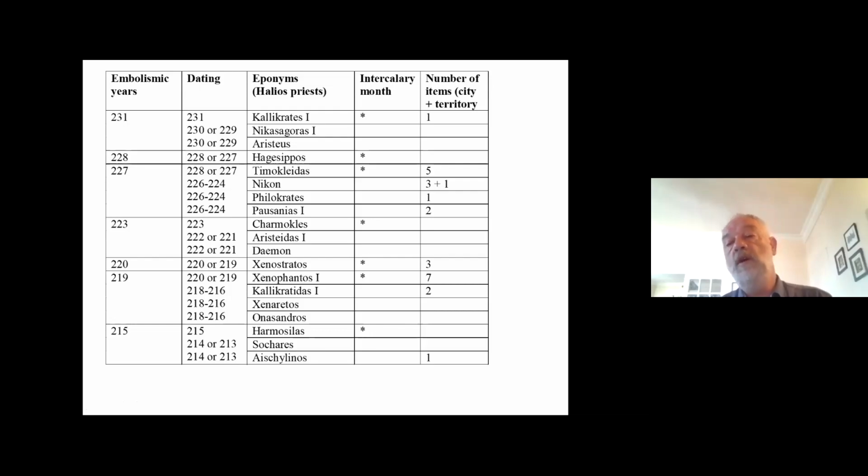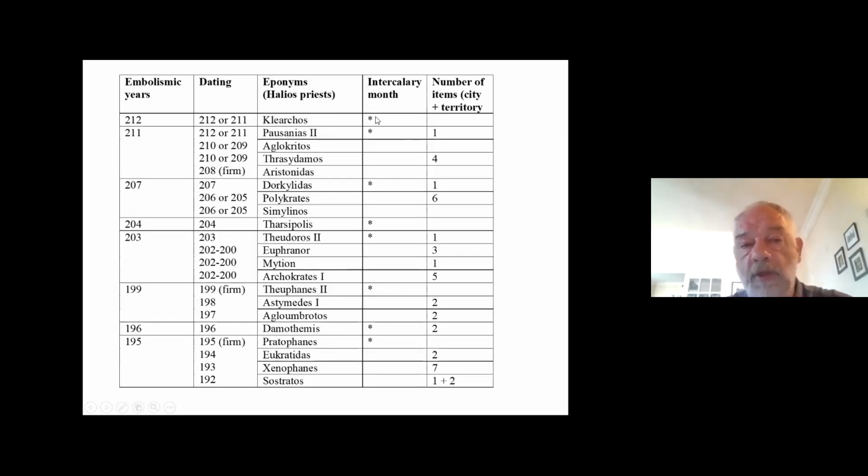I did the same with Harmosilas. Harmosilas was dated about 207. Thibaut Castelli already suggested an earlier dating, about 211. I go until 215 in order to have here a complete distribution of eponyms attested by intercalary mass, associated with the intercalary mass and the embolismic years.